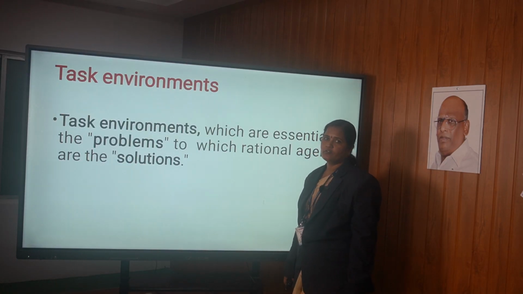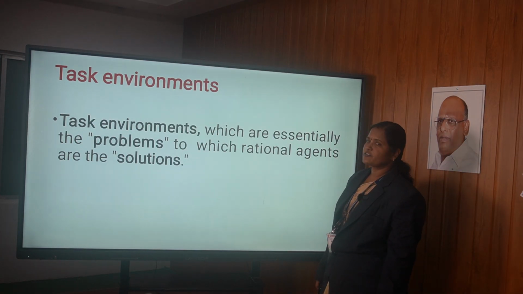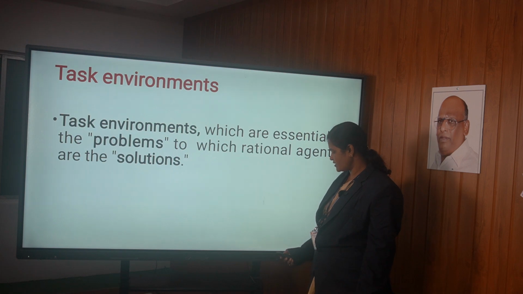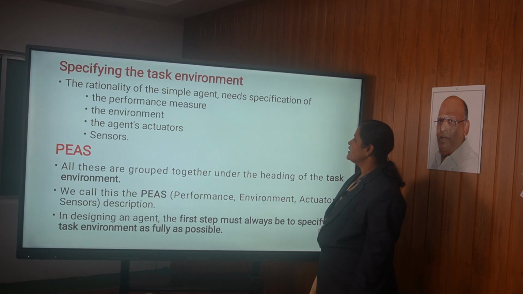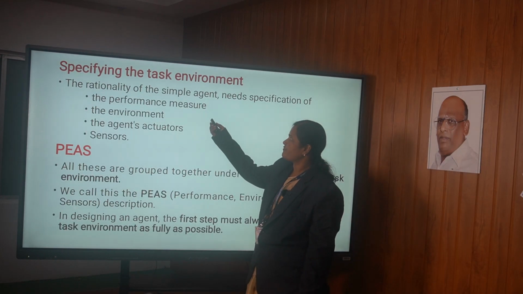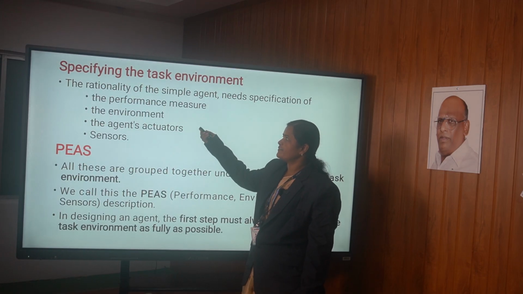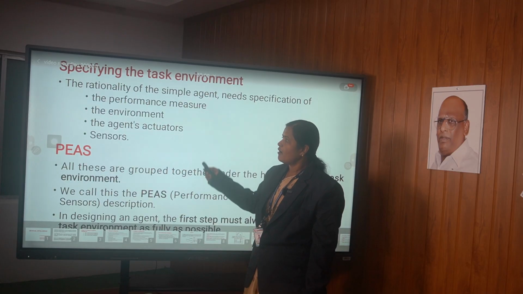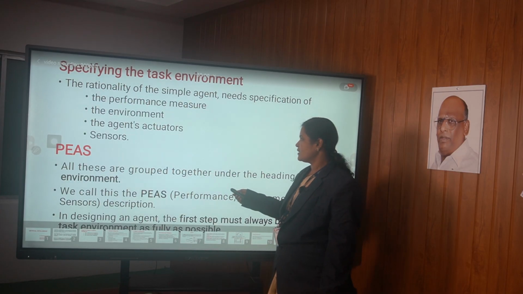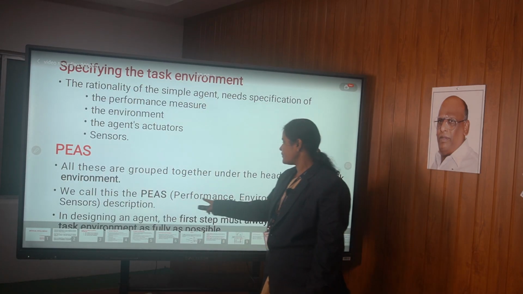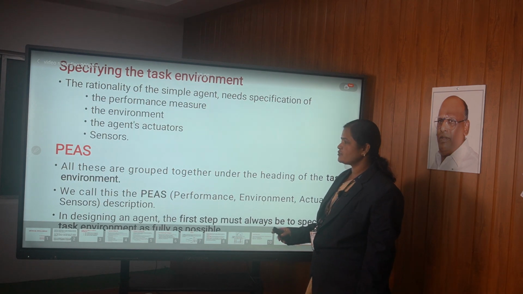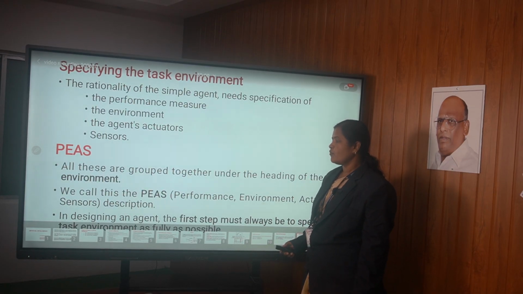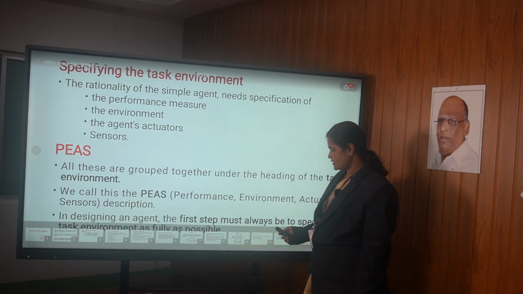Now the environment: we have seen that the agent will be interacting with the environment. The environment is actually the problem. So the rational agent that we are designing will give us the solution to solve those problems. Usually the environment is specified like this. Whenever we are designing any agent, we have to specify the performance measure, the environment, and the agent's actuators and sensors. All these four things are grouped under one category that we call PEAS. P is performance, E is environment, A is actuators, S is sensors. So whenever we are designing any agent, first we need to specify the PEAS. Then only can we design the agent.